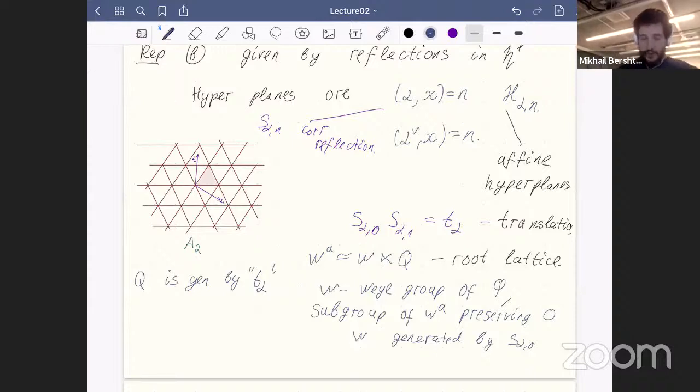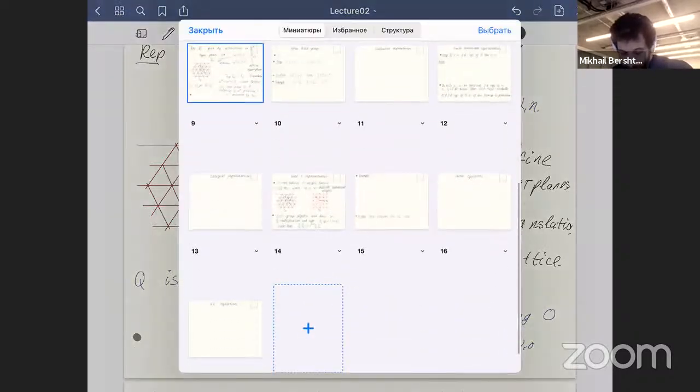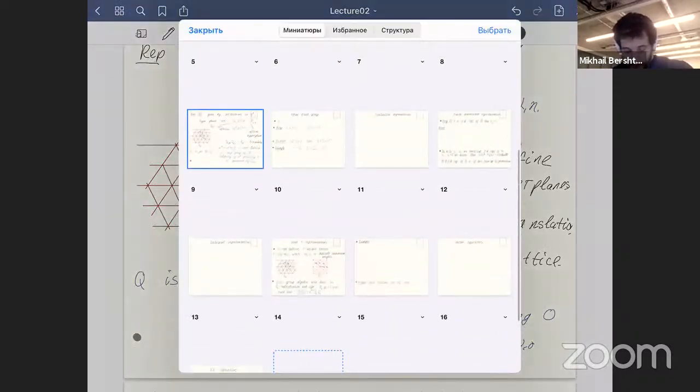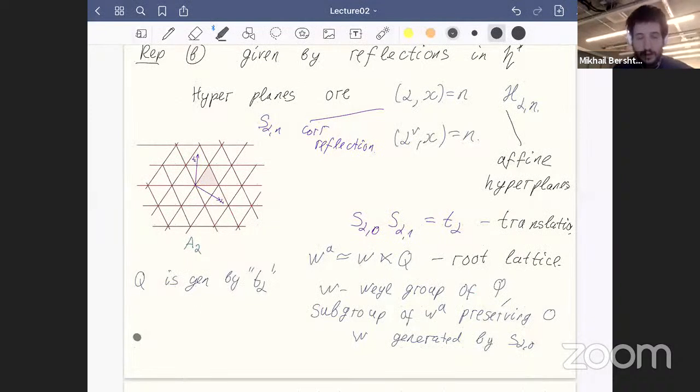Okay, so I plan to finish more or less in time. Maybe you can see that I have 17 slides. We are on slide number 9. So it means that next time I will continue to talk about affine Lie algebras. It's okay.